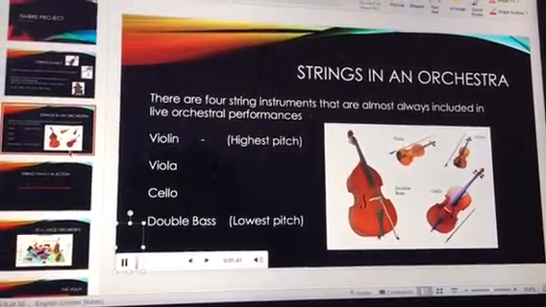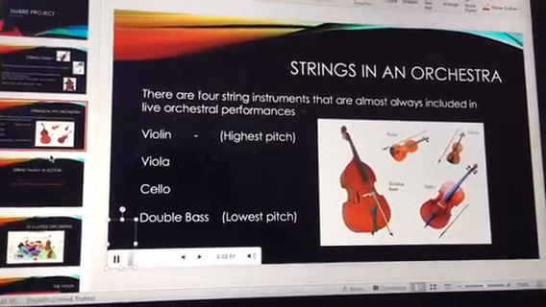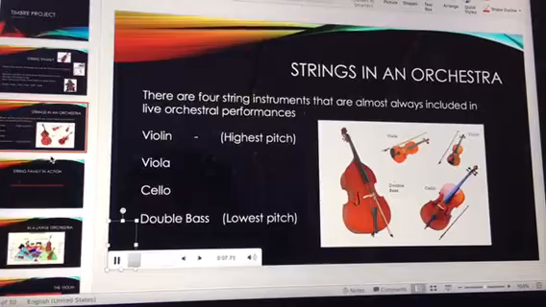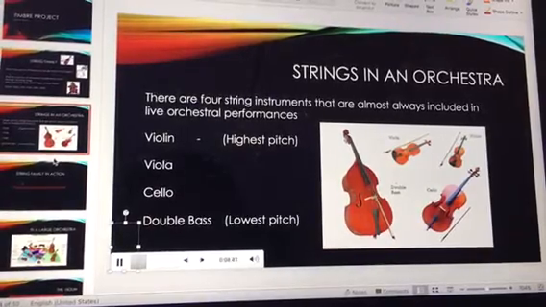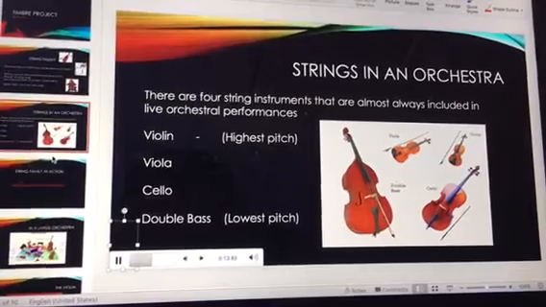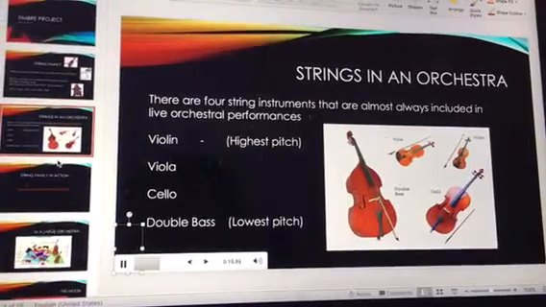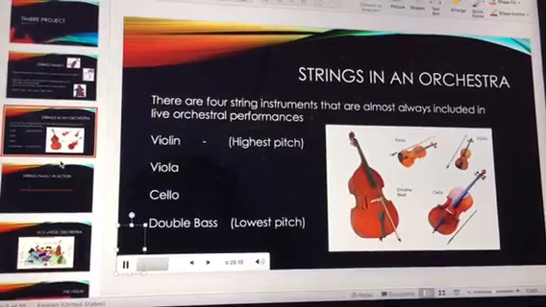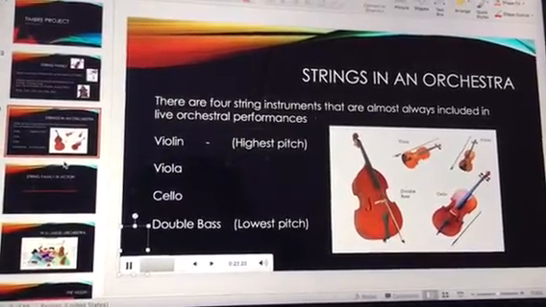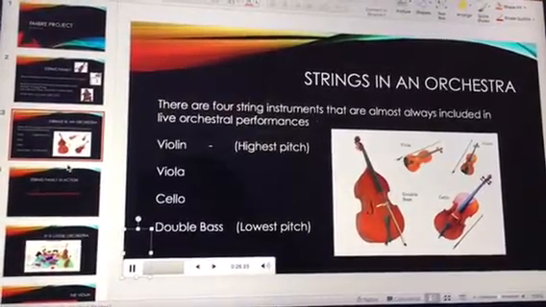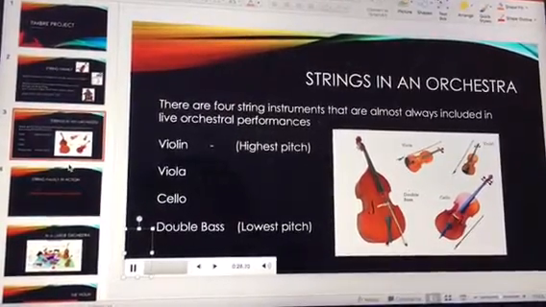Now, in an orchestra, you can have a harp, you can have a guitar, but typically there are 4 string instruments that are almost always included in live orchestral performances. Those 4 instruments are the violin, the viola, the cello, and the double bass. The violin has the highest pitch of the 4 instruments, and the double bass has the lowest pitch. They are in descending order, so the viola has the second highest pitch, and the cello has the second lowest pitch.